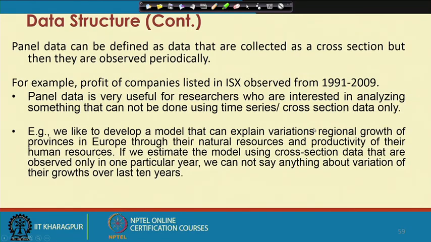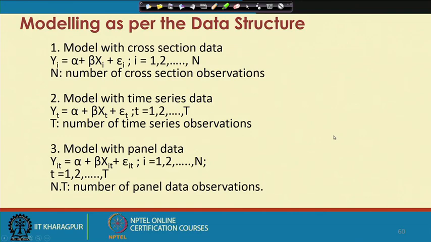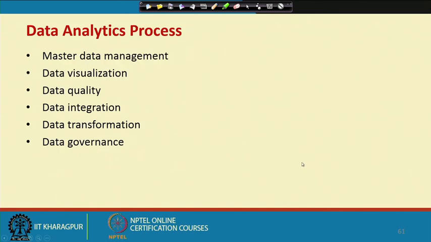So here is some better understanding of the data, and corresponding to the data structures, we have different kinds of modeling frameworks, which we will discuss at a later stage when we connect with a particular technique called panel data modeling. At that time, I will highlight in detail these three models, connect them with different structures, and show how a particular structure can give better insight as per the business requirement. So these are the final understandings about the data analytic process.